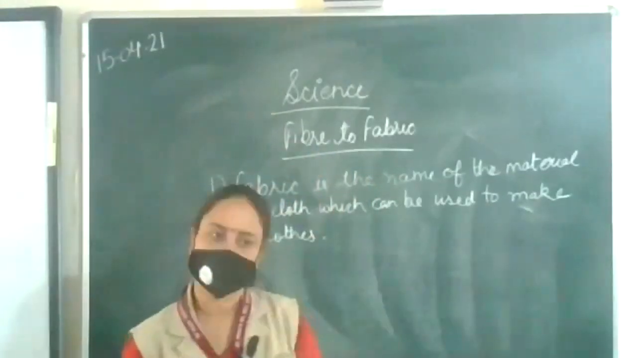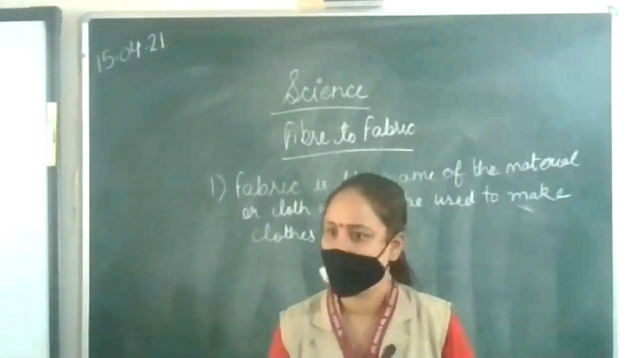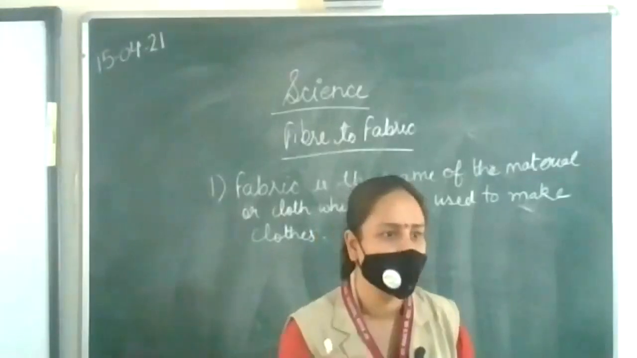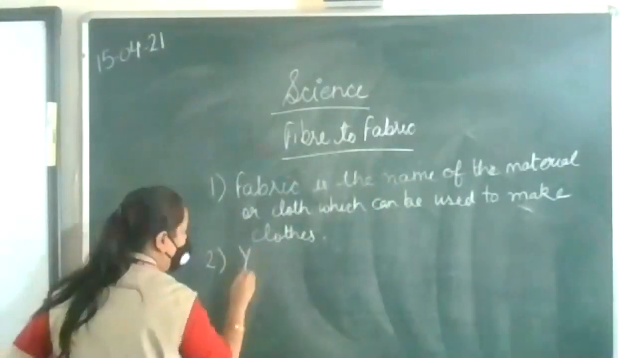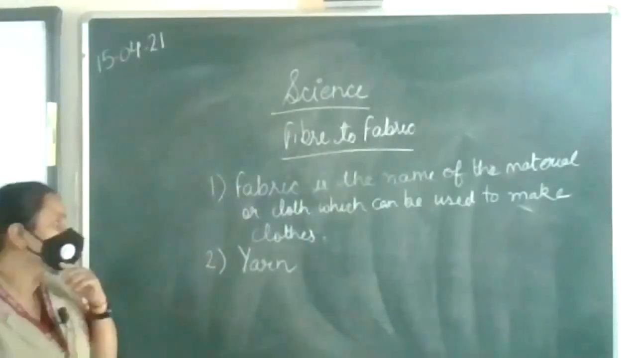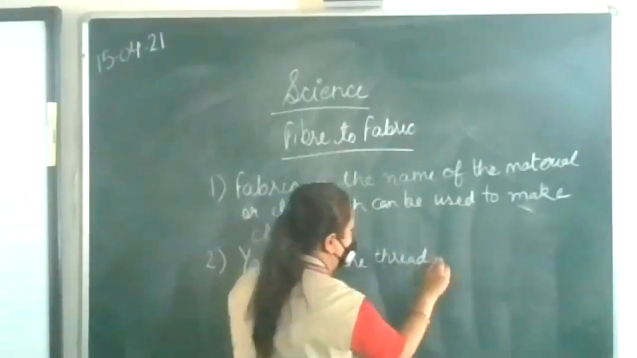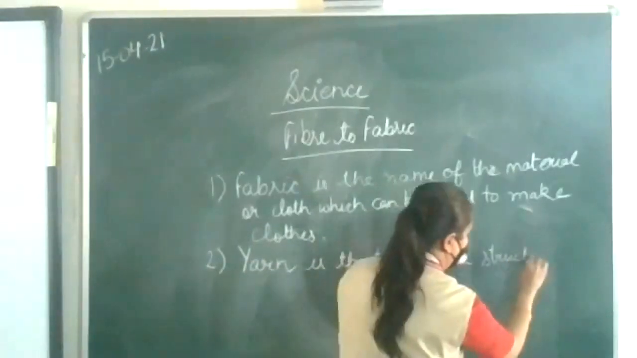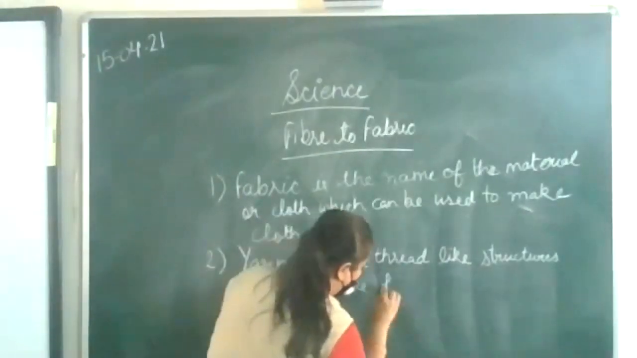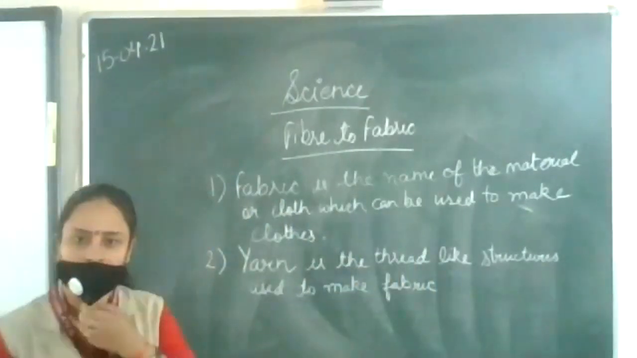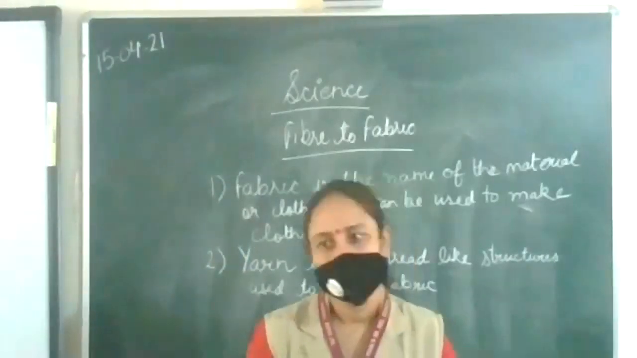Now what is fiber? You all know that the fabric or the cloth which we use, that is made up of threads. Everybody knows that? That is made up of threads, right? What are those threads? Or in fact, they are called yarns. Okay? So what is yarn? Yarn is the thread-like structures used to make fabric. Understand? What is yarn? It is the thread-like structure used to make fabric. Fine? Do you understand what is yarn?